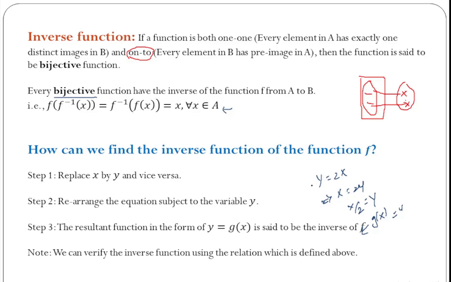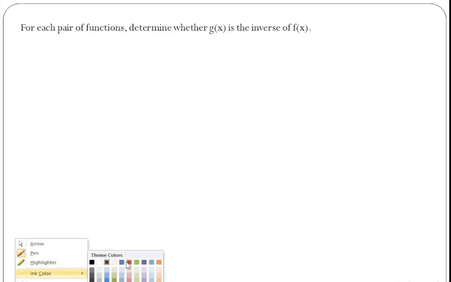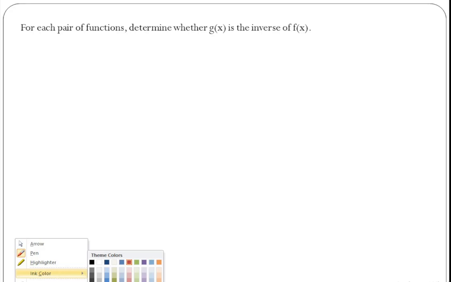Let's move on to the problem. The question is that for each pair of functions f and g, we have to verify whether these are inverses of each other or not. Shall we check? The first function is given as f of x equals x minus 6 and g of x equals x by 2 plus 3.